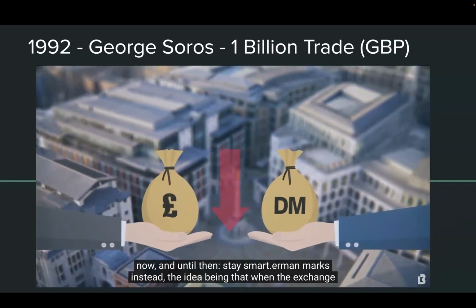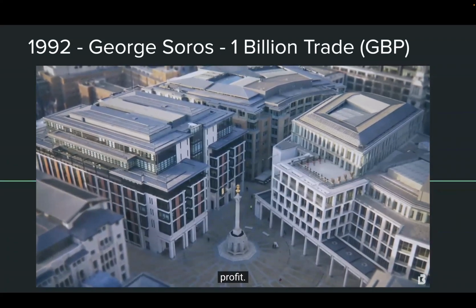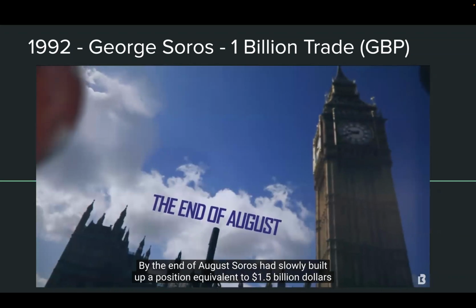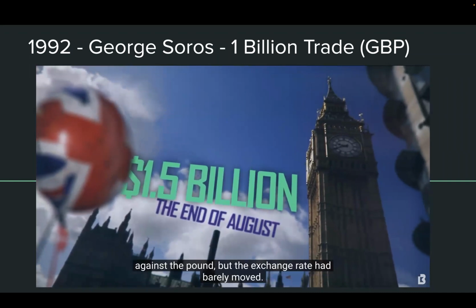The idea being that when the exchange rate drops, he'd be able to buy back those pounds cheaper, earning the difference as a profit. By the end of August, Soros had slowly built up a position equivalent to $1.5 billion against the pound, but the exchange rate had barely moved.